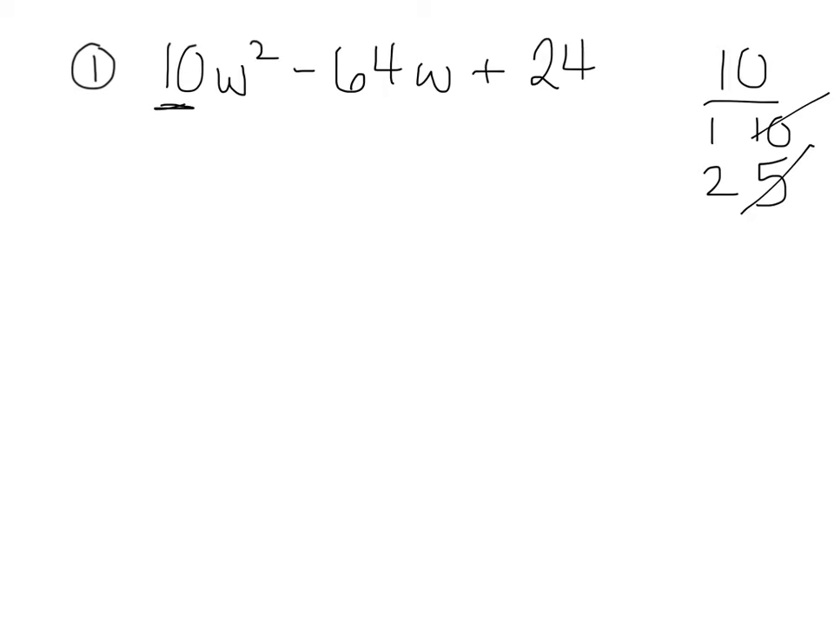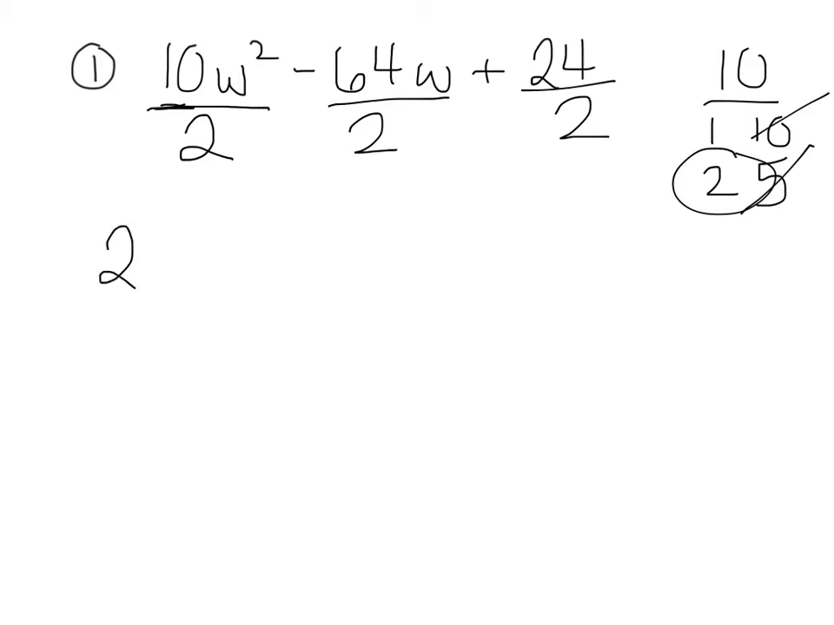So if I try 2, 2 goes into 10, and 2 goes into 64, and 2 also goes into 24. So I found my GCF. My GCF is 2. So now to factor out my GCF, remember we divide every term by our GCF. Divide every term by 2. So I'm going to have a 2 times 10w squared divided by 2.